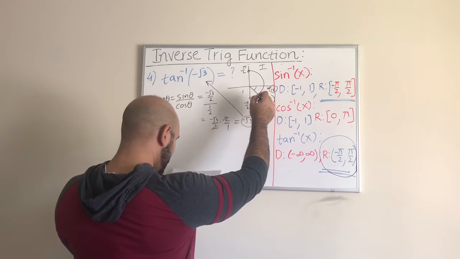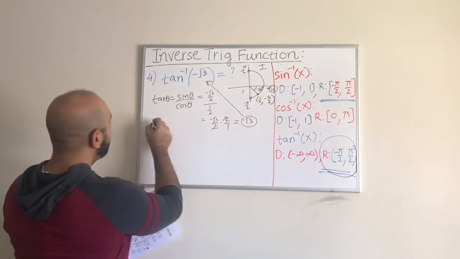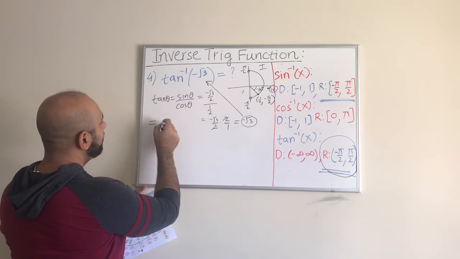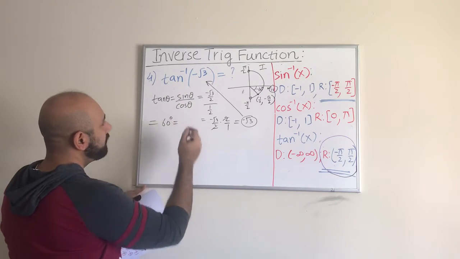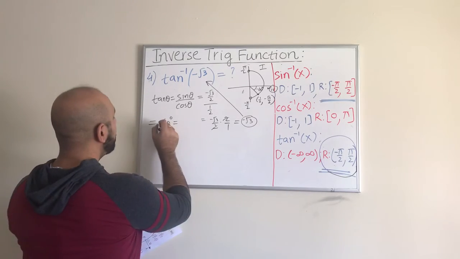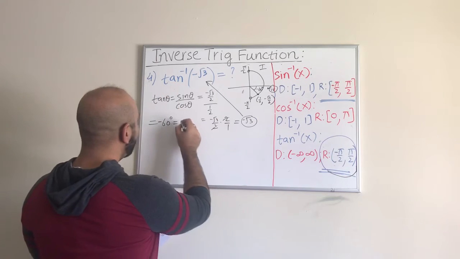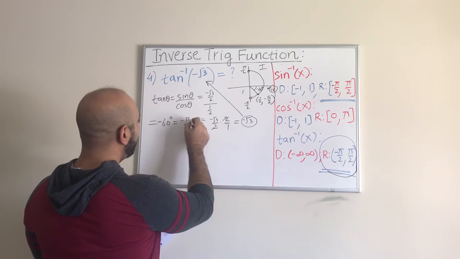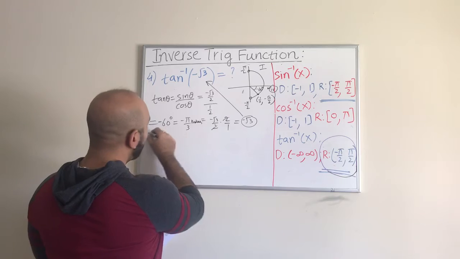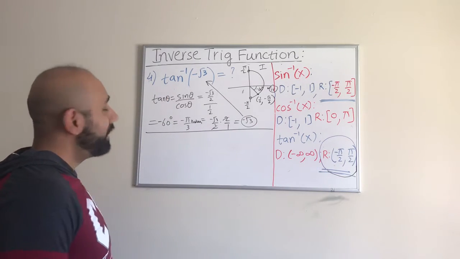And what is the angle? The angle is, guys, negative 60 degrees. So that means the value for the tangent inverse of negative radical 3 is negative 60 degrees. Or if you want to keep it in radians, then guys, this is, sorry, not 60, negative 60, because it is below the x-axis, and it is the same as negative pi over 3 radians. Guys, this is how you evaluate the tangent inverse of a value.